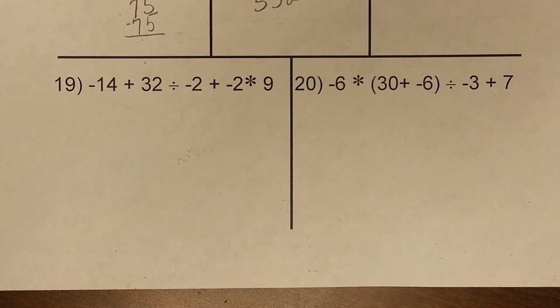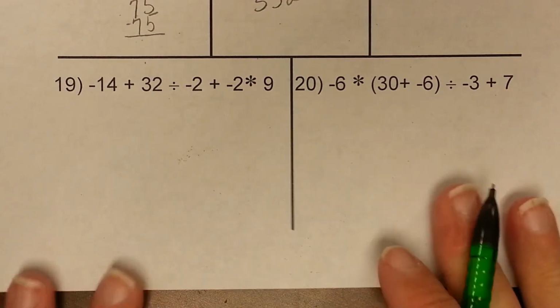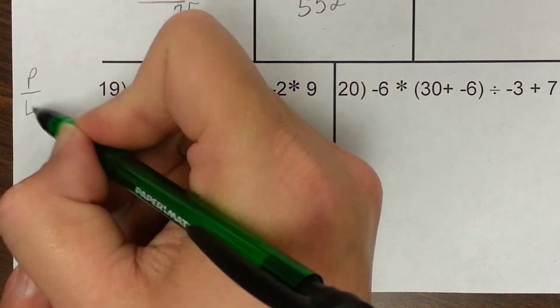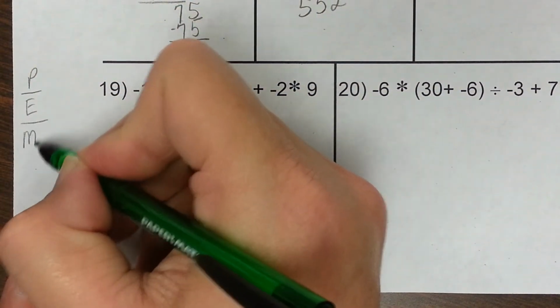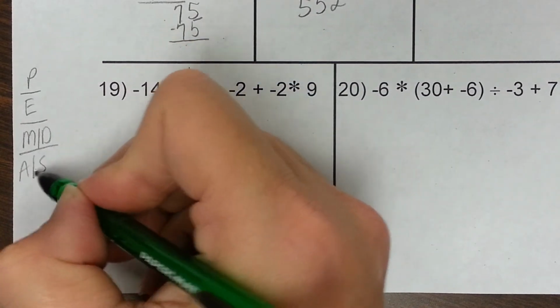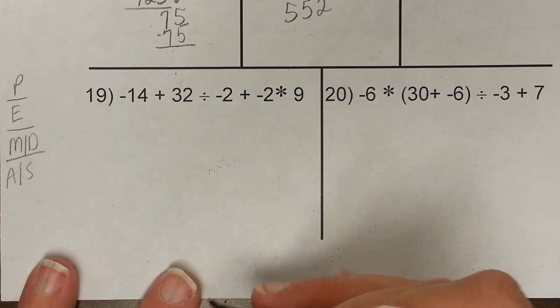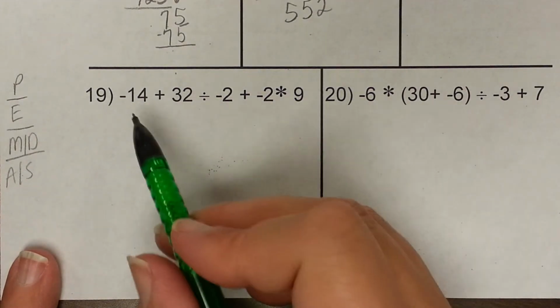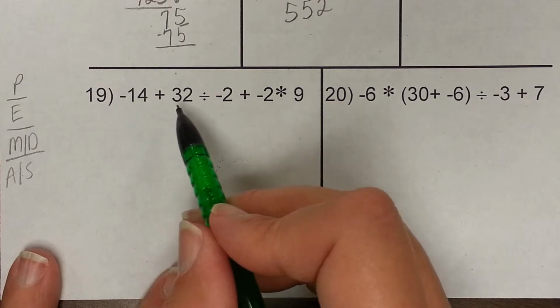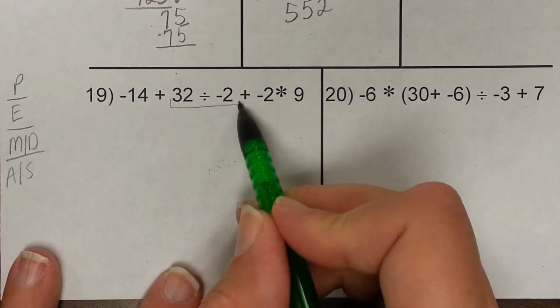The last two are my order of operations problems, so I want to make sure that I work these in order. Remember, our steps are parentheses, exponents, multiplication and division in order from left to right, and then addition and subtraction in order from left to right. I have no parentheses, I have no exponents, so now I'm going to multiply and divide in order. So here I see a division.